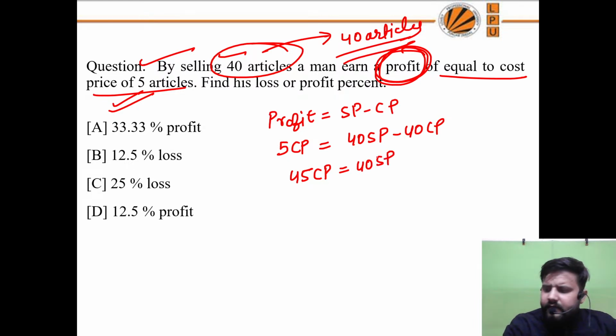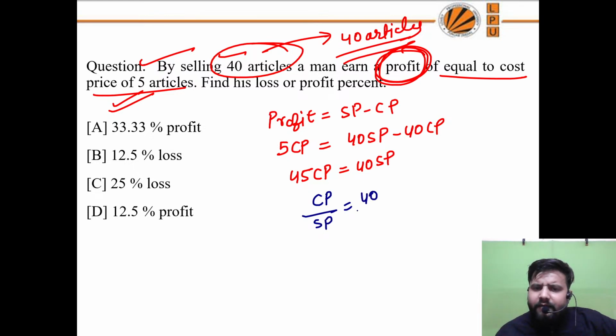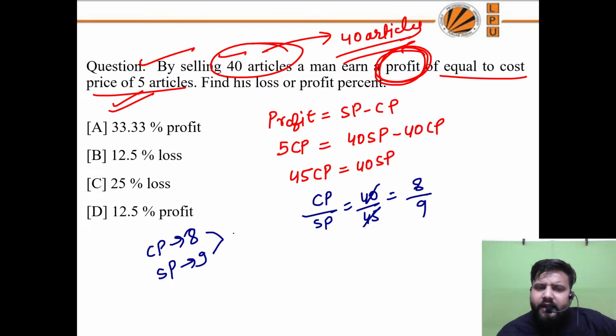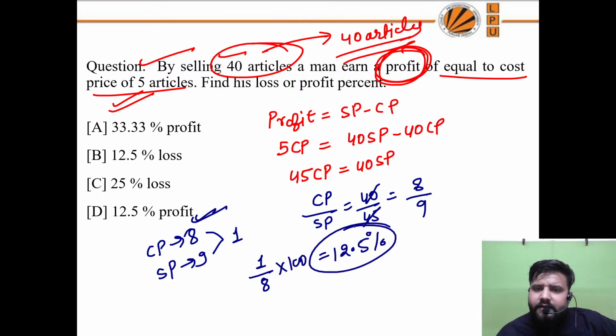Getting it? So now if you solve it further, CP by SP would be 40 by 45. And you can cancel it, so it will give you 8 by 9. So actually CP for the question is 8 and SP for the question is 9. So how much profit are you getting? Actually 1. And if this profit is over this 8, the profit percentage would be 1 by 8 multiplied by 100, which will give you 12.5% profit. So the answer for the question is option D.